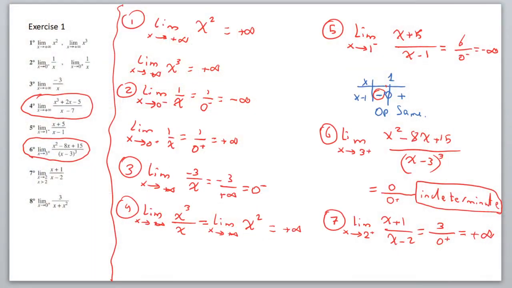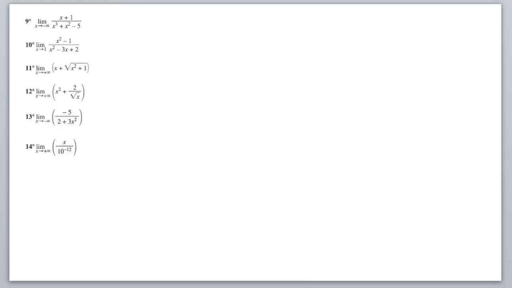Number 8, the last one. Limit as x tends to 0 plus of 3 over x plus x squared. So it is 3 over, I write it directly, 0 plus, 0 plus, since altogether it is 0 plus. If you want, you can make a table to know it. So 3 over 0 plus, a number over 0 is infinity, so it's plus infinity. And question 1 until number 8 is finished. Let's go to question 2.